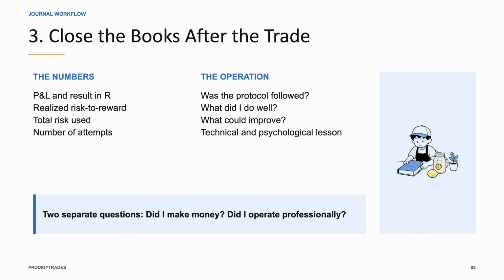The third part is the post-trade review. This is where I close the books on the decision and I record the results in P&L and the risk to reward, total risk used, and the number of attempts. I review the operation itself. Did I follow the protocol? What did I do well? What could I improve? What is the clearest technical lesson? What is the clearest psychological lesson?